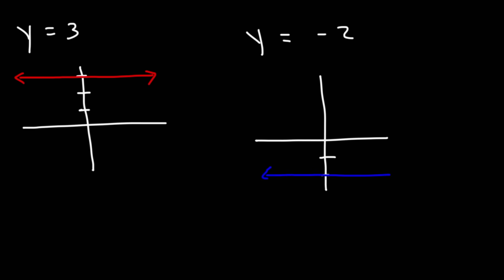Now, what would you do to graph this equation? Let's say y is equal to 3. How can you graph that? Whenever y is equal to a constant number, what you're going to get is a horizontal line. In this case, a horizontal line at 3. So if we wanted to graph y is equal to negative 2, we would simply draw a horizontal line at negative 2 along the y-axis. So whenever y is equal to a constant, you're going to get a horizontal line. And the slope of that line is going to be 0.